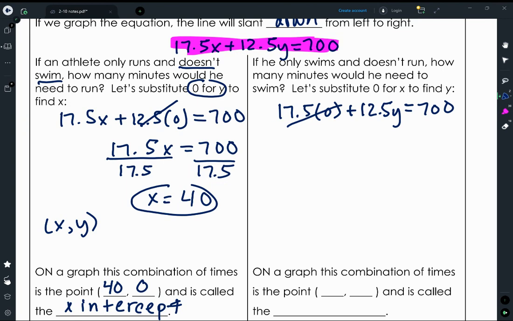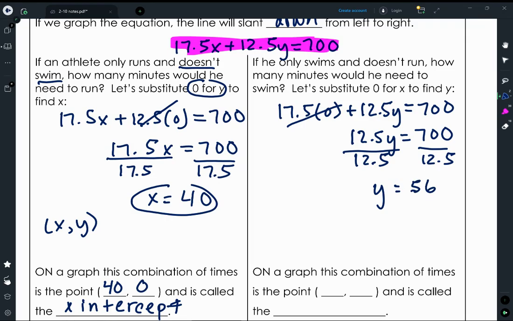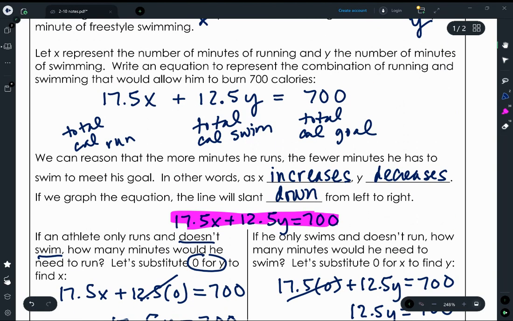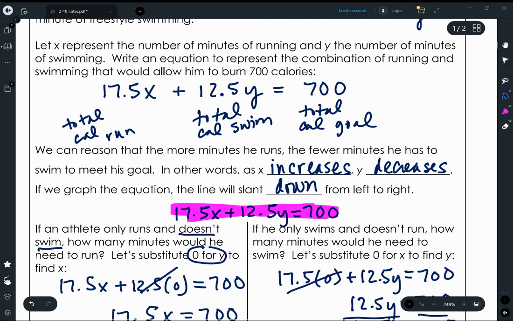Because that's zeroed out, now we only have 12.5 times y equals 700. And then we'll divide both of them by 12.5. And we get, let's see, y equals 56. So if he only wants to swim, he would have to swim for 56 minutes, or she would have to swim. I don't remember who we're working with here. Oh, it says he, an athlete, he.